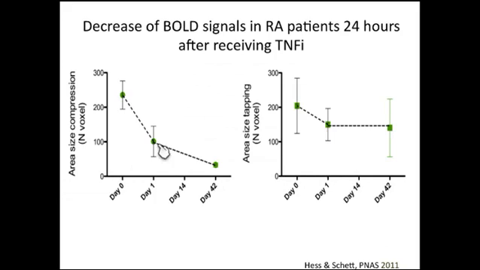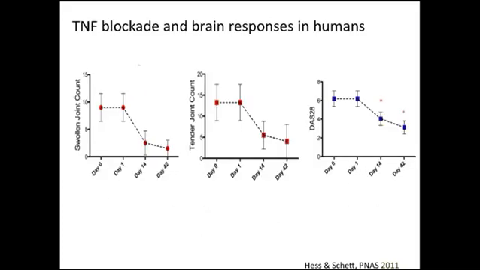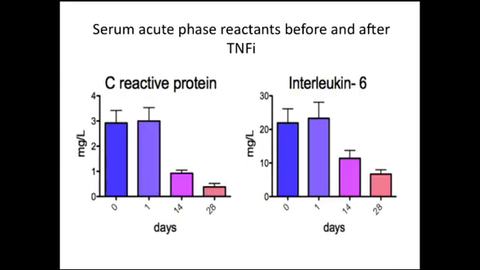Brain activity decreases in patients treated with infliximab, and when you look at the clinical responses after 1 day, you can see that the swollen joint count is the same after 1 day, the tender joint count is not changed, and also the DAS28 is not changed. So what you do in 1 day doesn't change the inflammation in your joints, but it changes the perception of the disease in the brain, and that is probably why patients love such drugs, because they feel better before they actually get better.